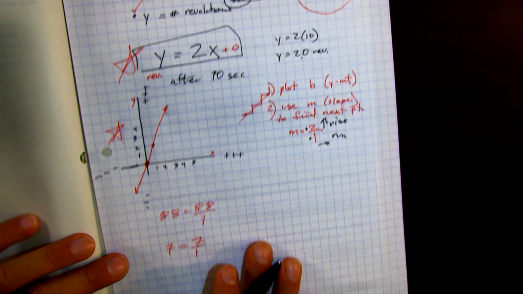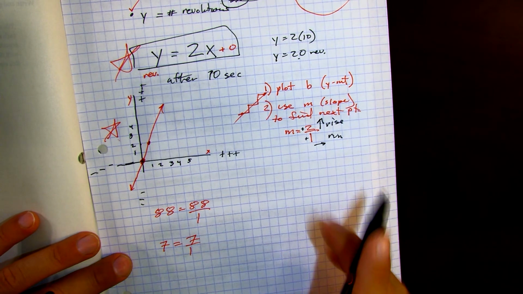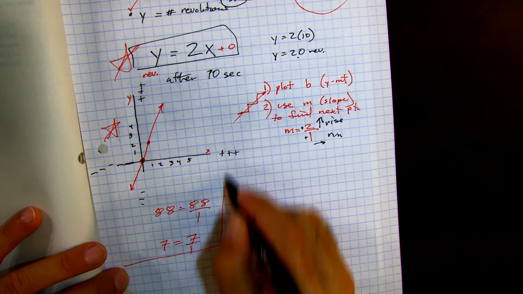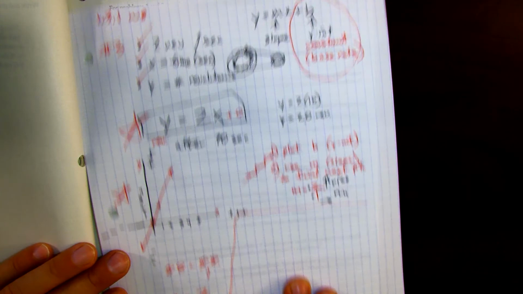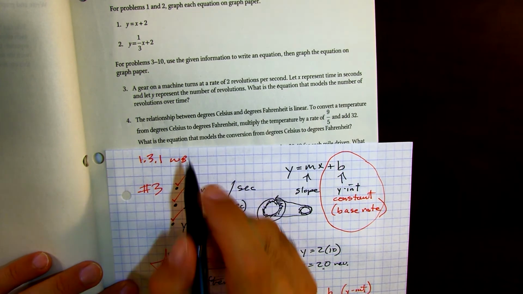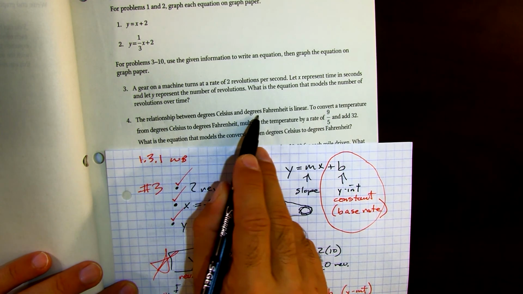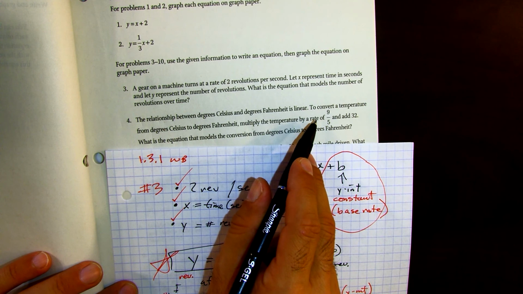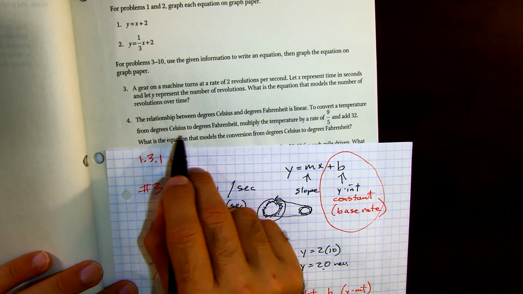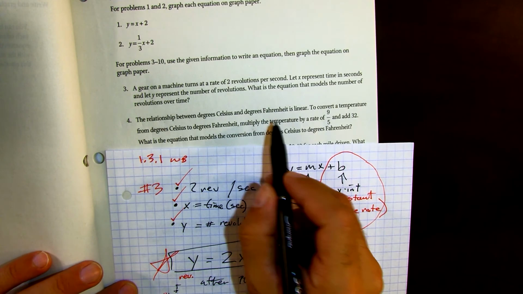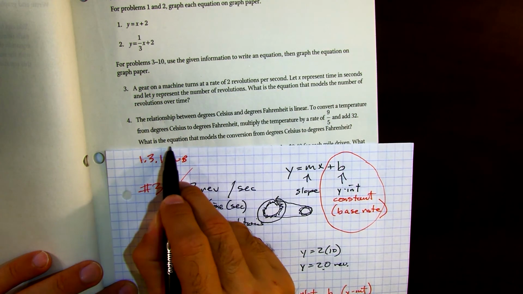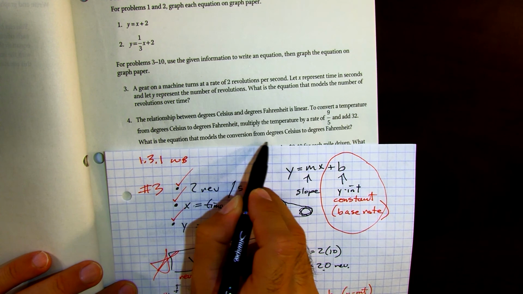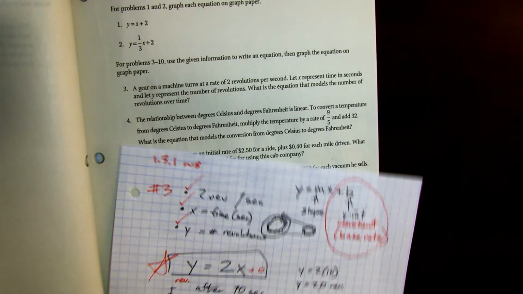Okay. So good. Let's go ahead and just keep on going. We'll use the same method, so I'll keep these steps and everything here for us. But let's look at number 4. So number 4, let's just read it. A relationship between Celsius and degrees Fahrenheit is linear. To convert a temperature from degrees Celsius to Fahrenheit, multiply the temperature by a rate of 9/5 and add 32. What is the equation that models the conversion of degrees Celsius to degrees Fahrenheit?